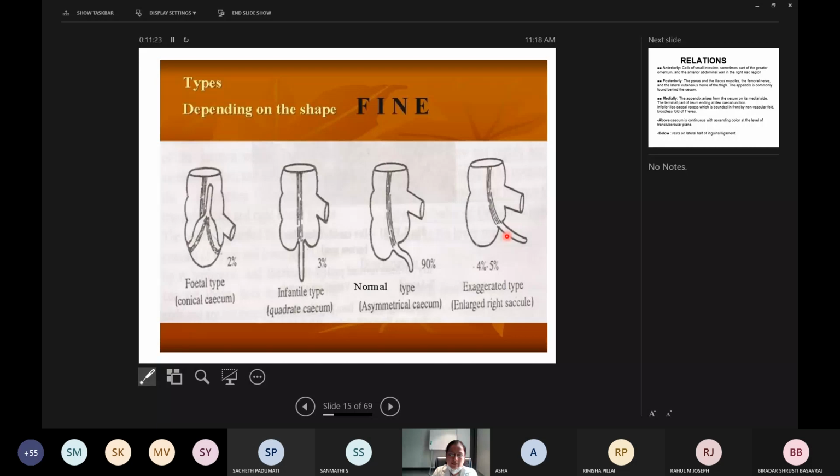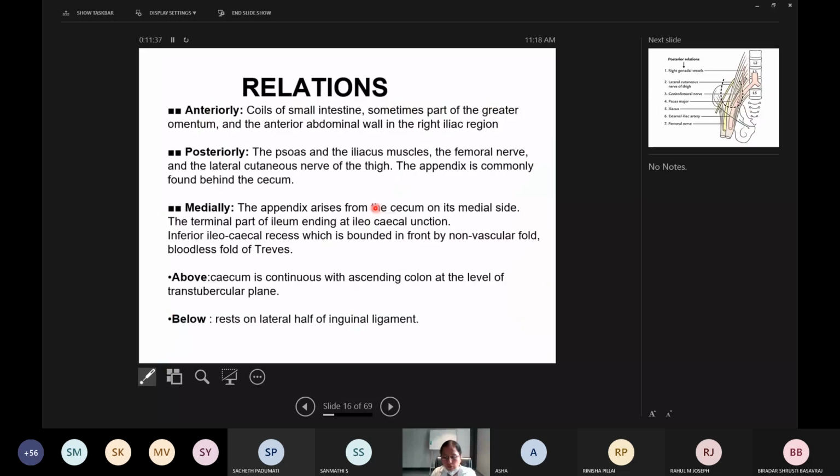So what happens? This appendix is very closely situated to the ileocecal junction. So these are the 4 types of the cecum depending upon the shape: the fetal, the infantile, normal, and the exaggerated type. Now coming to the relations of the cecum.